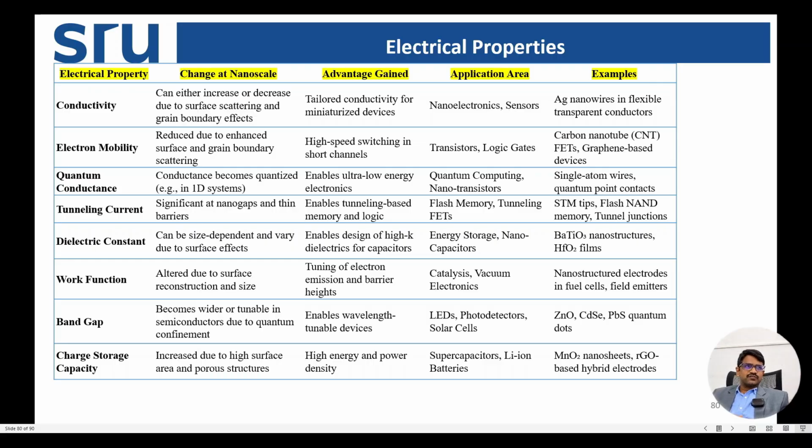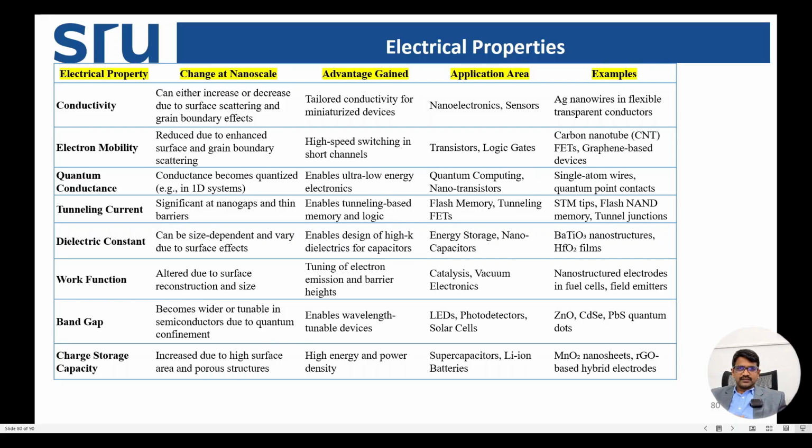And coming to work function. Change at nanoscale: work function altered due to surface reconstruction and size. Advantage: tunneling electron emission and barrier, catalysis and vacuum electronics. Examples: nanostructured electrodes in fuel cells and field emitters. So work function is very important in designing nanomaterials for various applications.